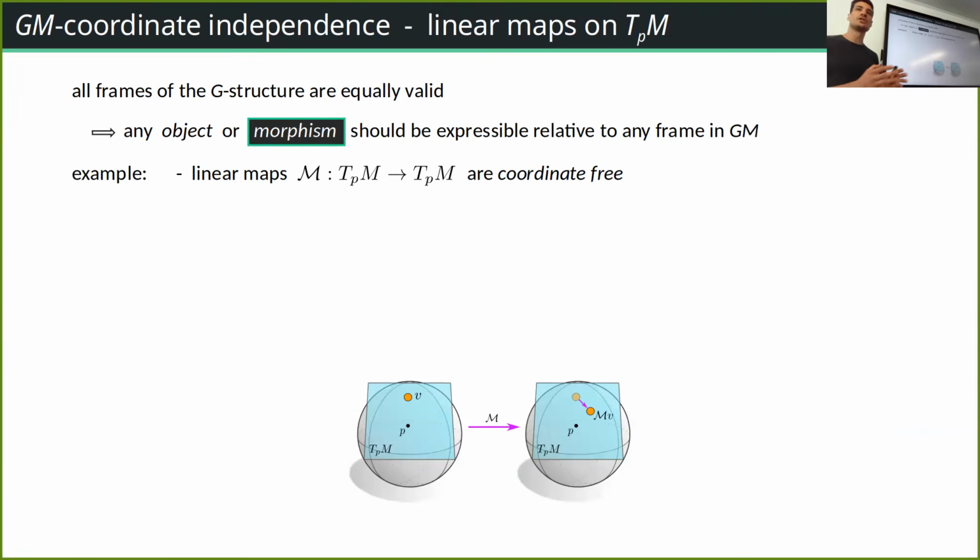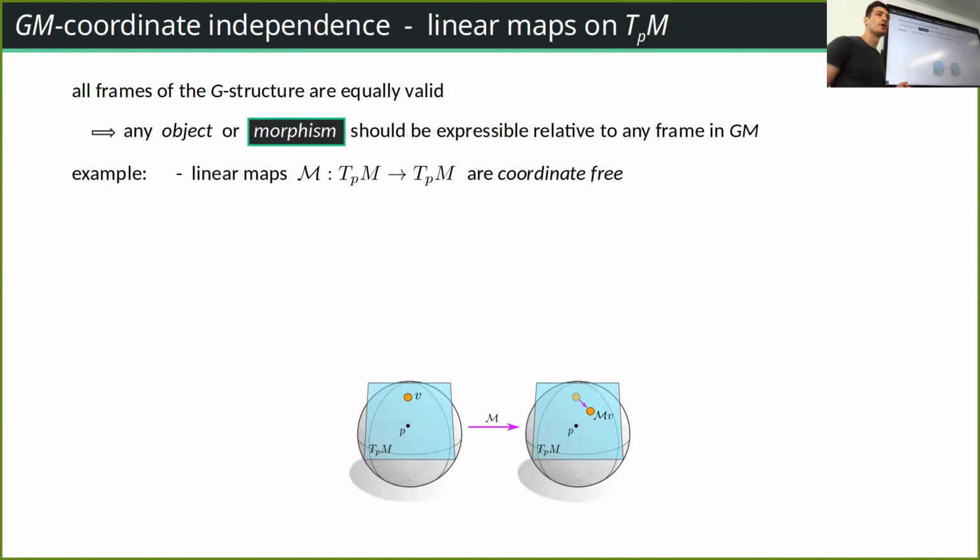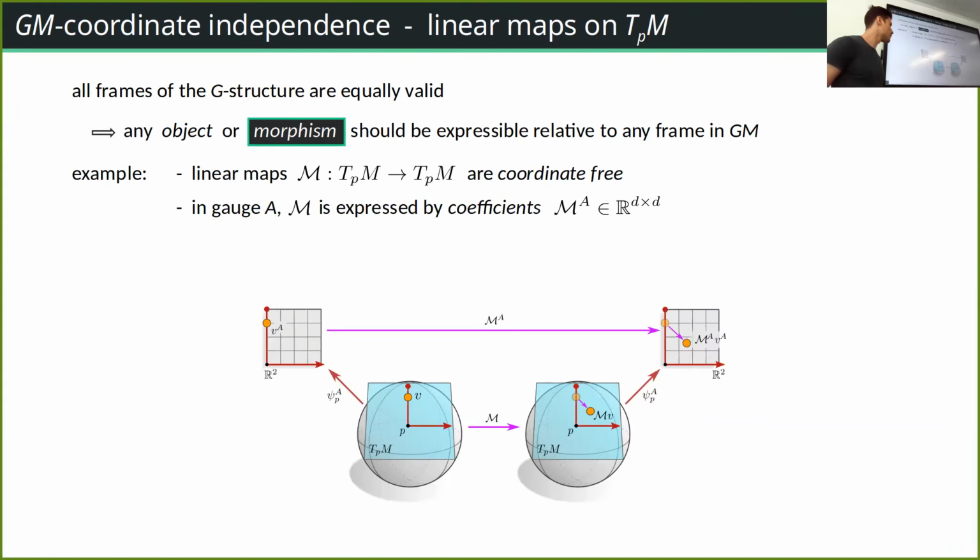All right, so these were objects on the manifold. But to build a network, we have to look at morphisms between objects, or maps between objects. A simple example is a linear map of vectors on the tangent spaces. Such a linear map is coordinate free, but again, you can express it relative to gauge A, and then you get the matrix MA out, which represents this linear operation.